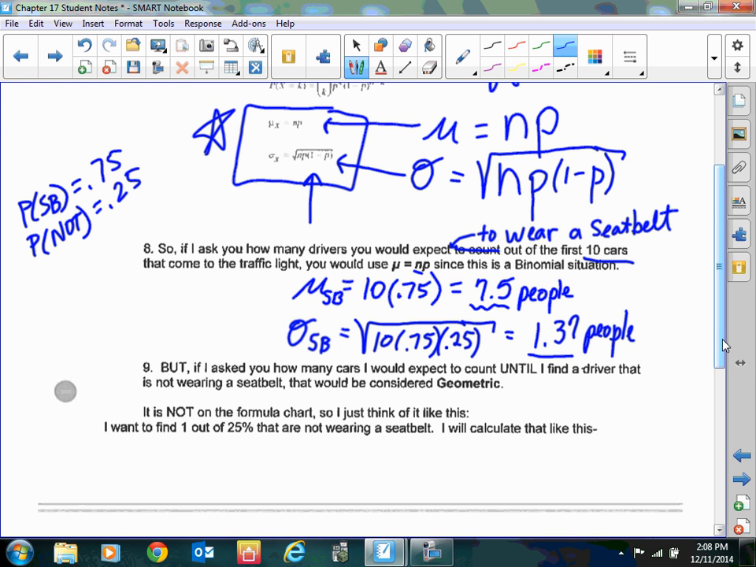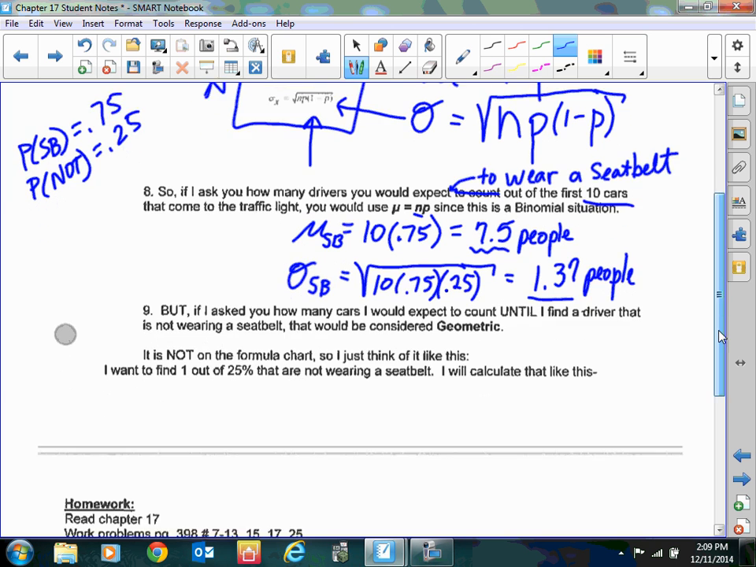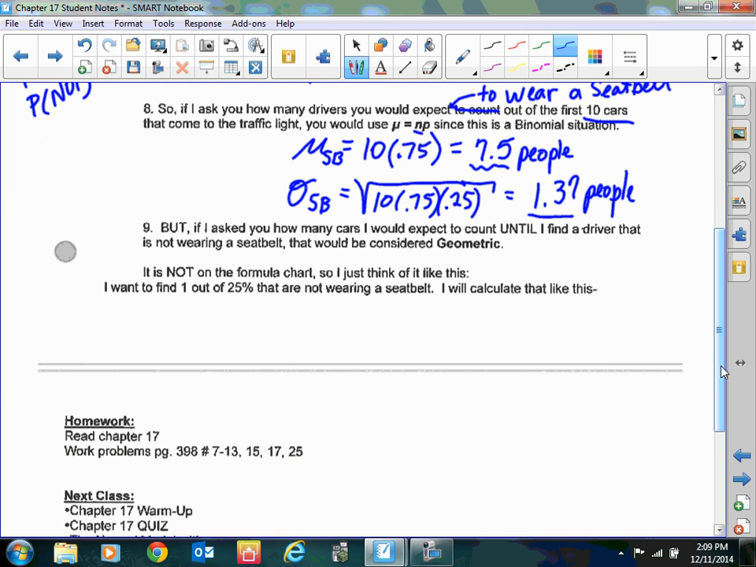Would 2 be unreasonable? Yes. 2 people would be quite a few standard deviations away from what I would expect to happen. All right. So now, the next thing is, what happens if you are not told how many people to look at? So if you do not know how many to look at, so you're not told to look at 10, you have something like this.